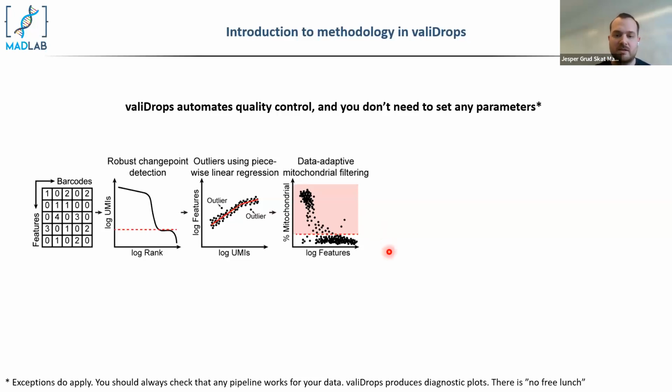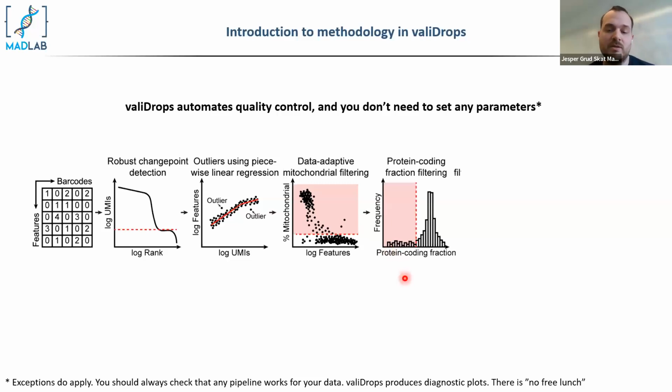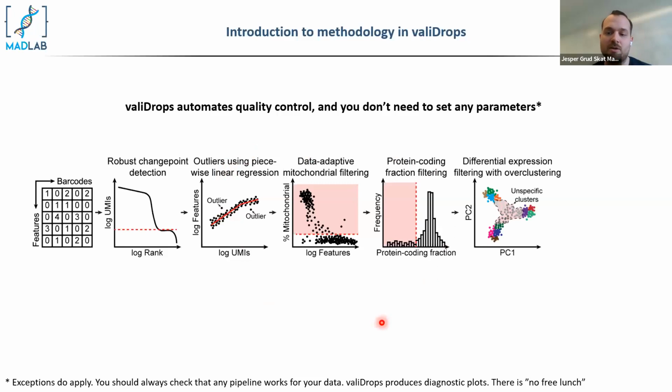Then what happens next is that we filter based on the protein coding fraction as well. We have seen that this improves data quality. It doesn't often remove a lot of cells, but it seems to remove cells that are of poor quality. And then the next step, these are the community standard QC metrics that we use. And then the next step is actually based on differential expression analysis.